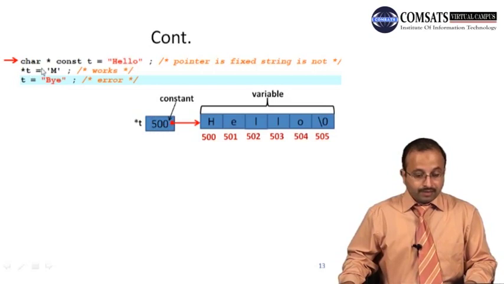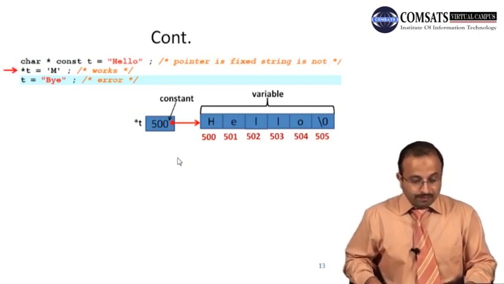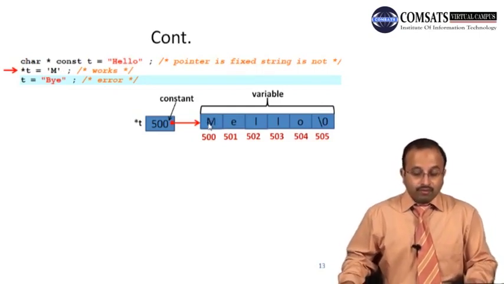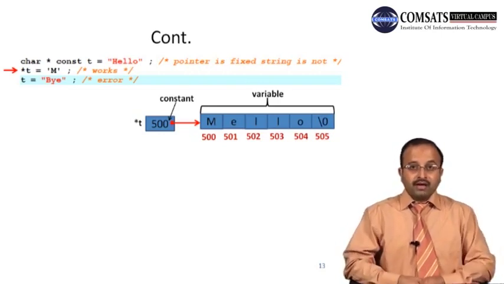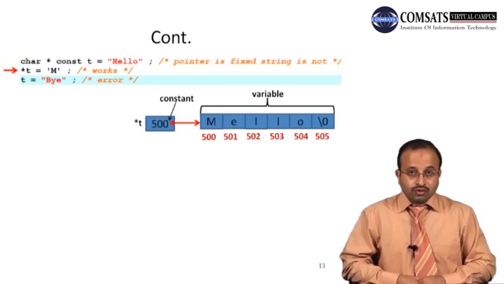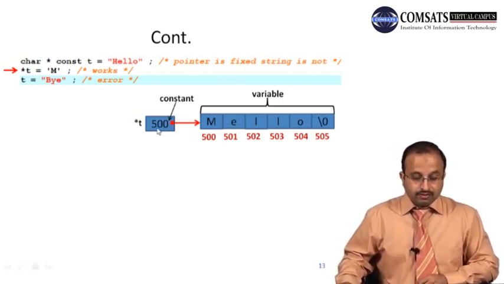If you write like this, const with pointer, right? So when the second statement is executed, static t is this memory location, so it will write m over here. That is perfectly fine, it works. But if you have another string and you want this pointer initialized to a new string, that is not possible because you cannot change this value.